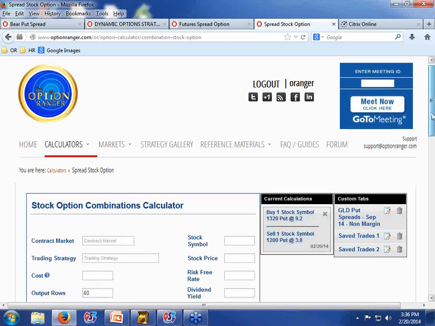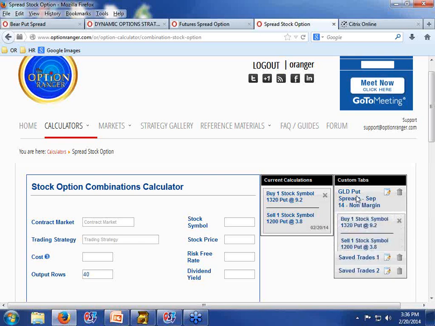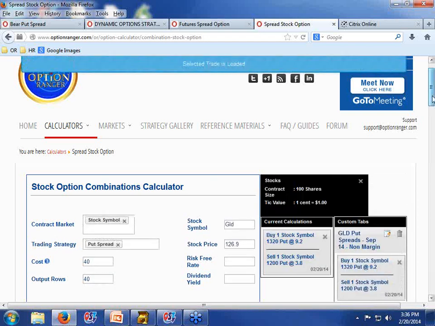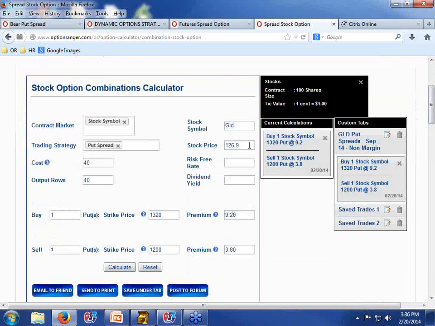It's a stock example. It's saved under a tab, which we titled, as we always can. In this case, it's put spread, and this is for September of 2014. It's a non-margin trade because it's covered. And when I click on the trade, as we now know, because we saved it earlier today, up comes the gold trade. It's very straightforward.